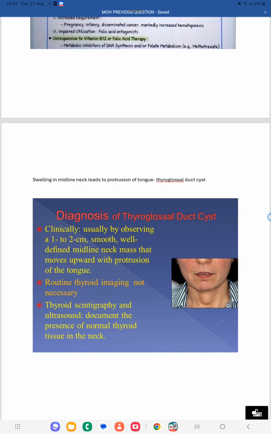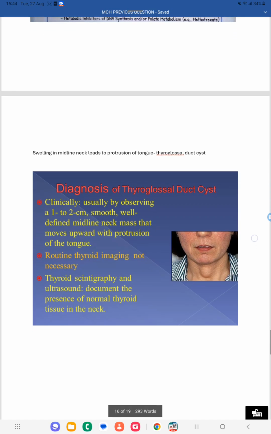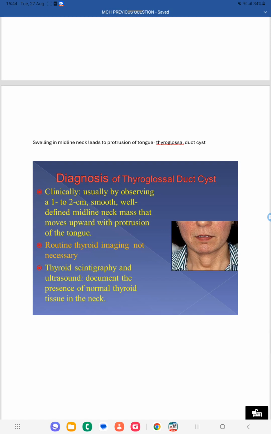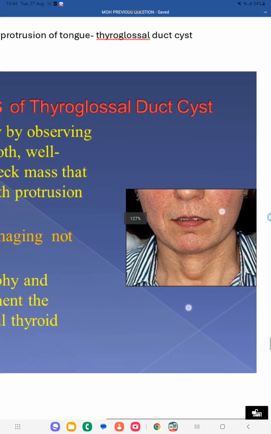Next question was: a swelling in the midline neck region leads to protrusion of the tongue. That is usually seen in the thyroglossal duct cyst. It is a cyst which forms in the thyroglossal duct. It is a fibrous cyst which forms in the thyroglossal duct. And the thyroglossal duct is present in the front part of the neck region, so if you get a cyst formation there, you can see in the picture there is a swelling, a mass in the neck region.